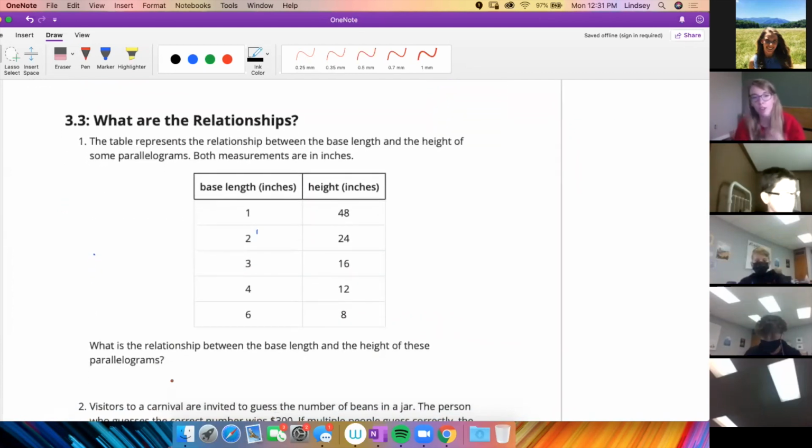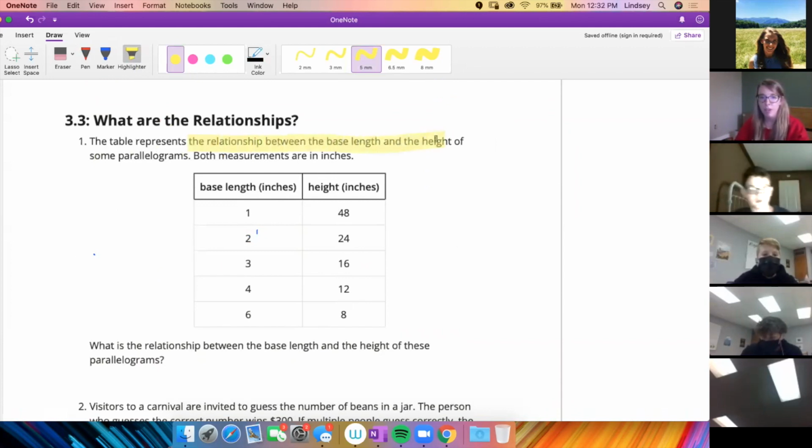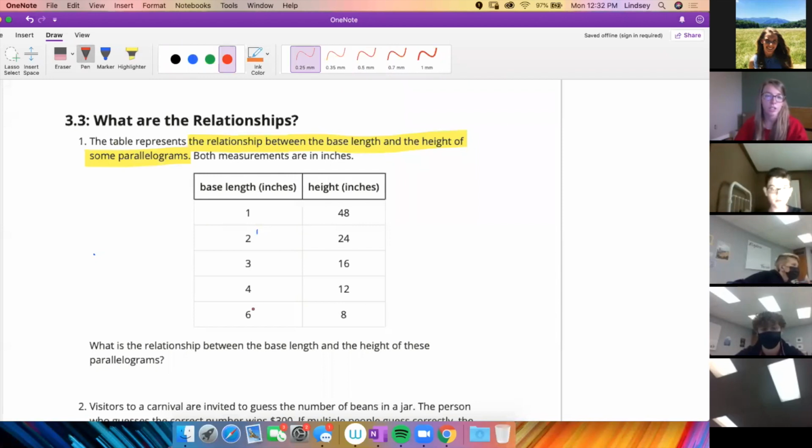So here we are at 3.3, and we're going to try to find the relationship in this table. This table represents the relationship between the base length and the height of some parallelograms, and both are measured in inches. Our base lengths represent our x's, and our height represents our y values. If you wanted to, you could do b for base length and h for height. It doesn't matter, whichever one you wanted to do.